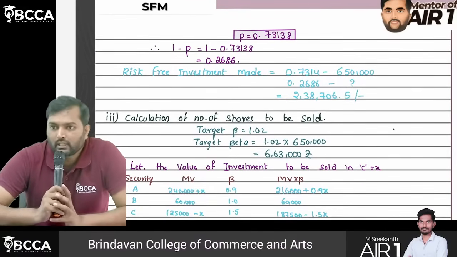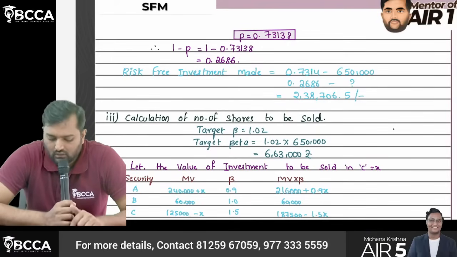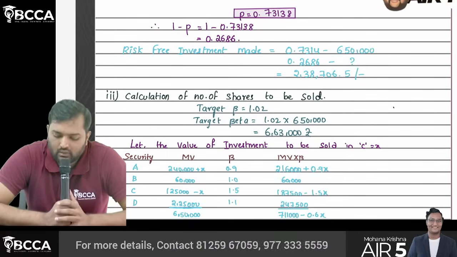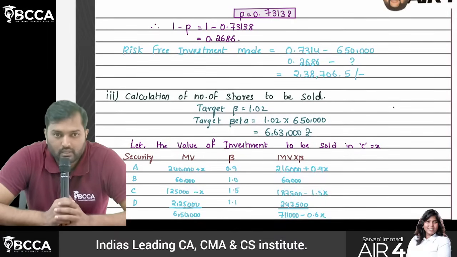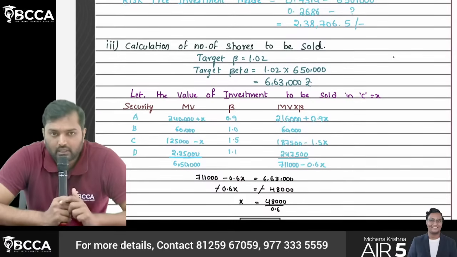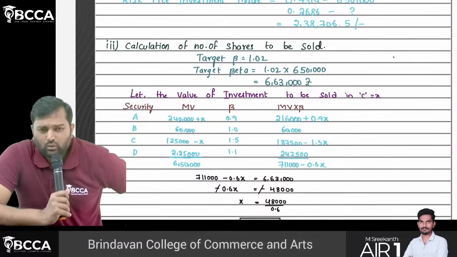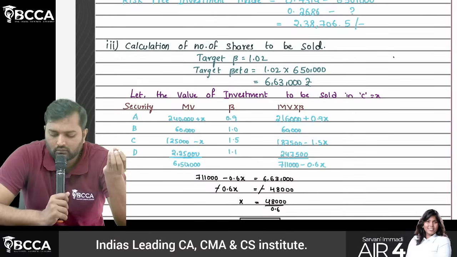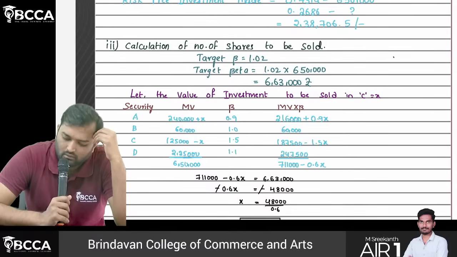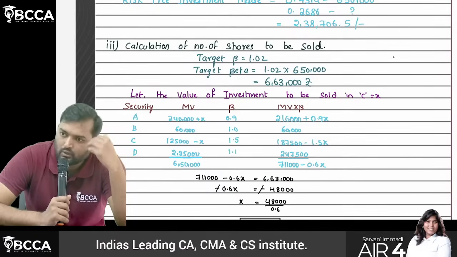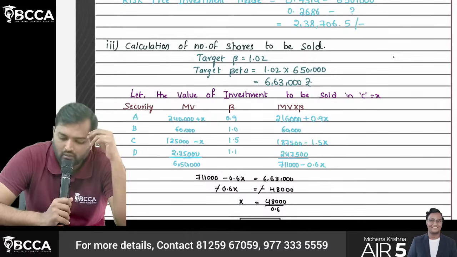So what is your target beta? 1.02. So what is your target market value into beta? This is not target beta, it is target market value into beta. What is target market value into beta? 6,50,000 into 1.02. 6,63,000 is the target market value into beta. Yes or no? So I don't know how much value of investment in C should be sold. I have to sell C shares and buy A shares. So let us assume the value of investment to be sold in C is equal to X. Security A, B, C, D: market value 2,40,000 plus X.